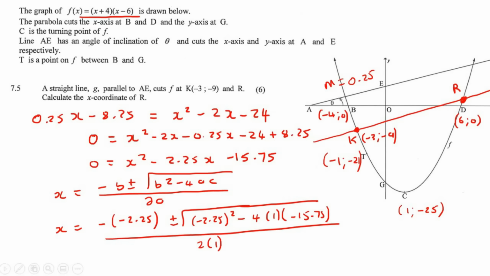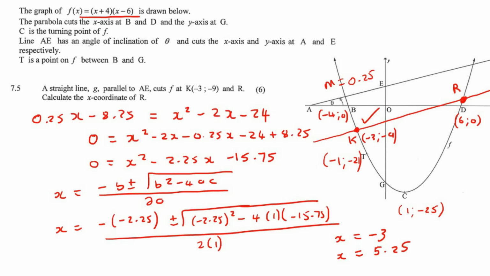Now we're hoping that one of our answers is minus 3. Because we know that they do cut each other at minus 3, but we want the other one. So if we don't get minus 3, we know that something's gone a bit funky. Okay? So if you had to go plug this in on your calculator, the two answers that you should get will be minus 3, haha, so we know it's correct. And then the other one is 21 over 4 or 5.25.